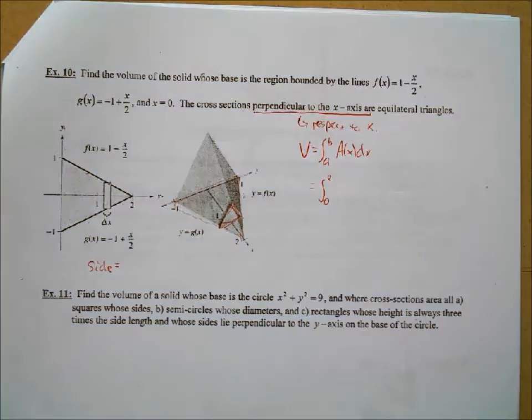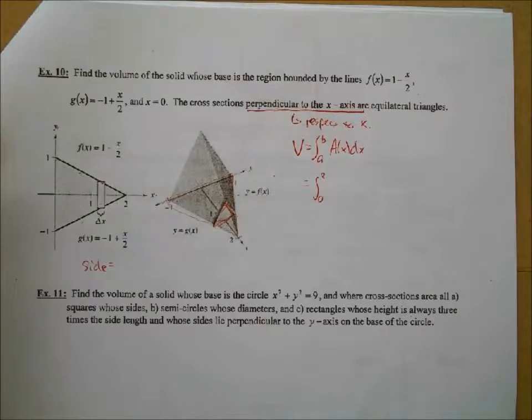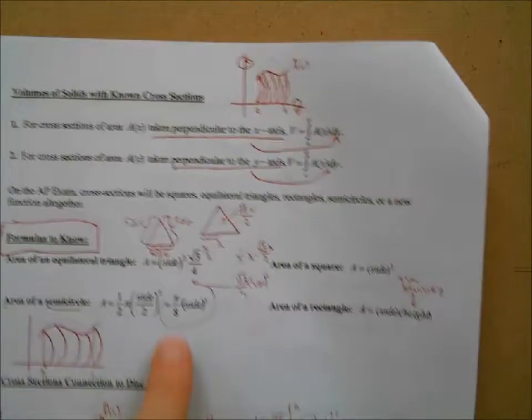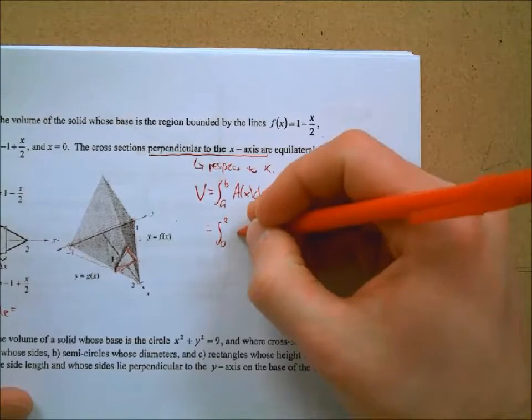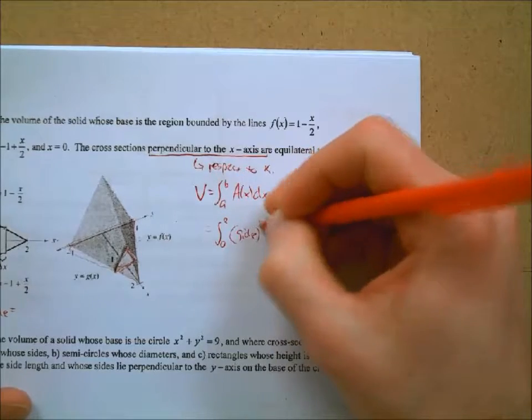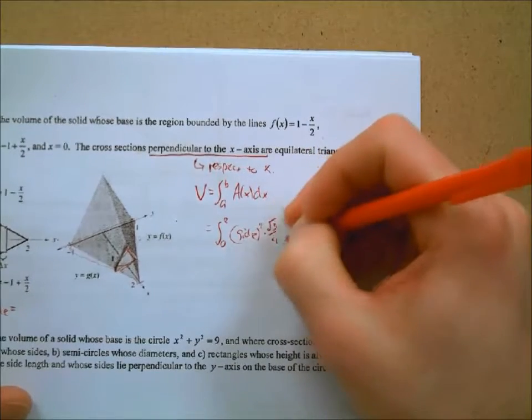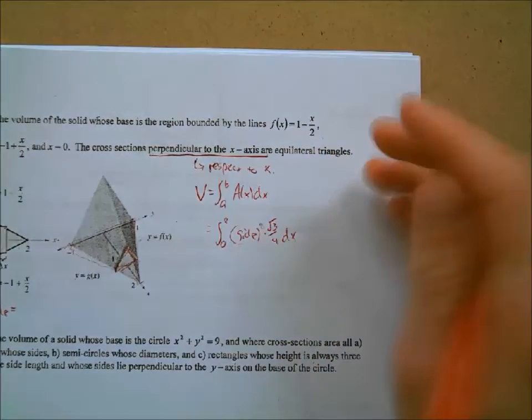Very good. Okay. What's our area formula? Since it's equilateral triangles, it's going to be side squared times root 3 over 4, right? So side squared times the square root of 3 over 4 dx. Okay.